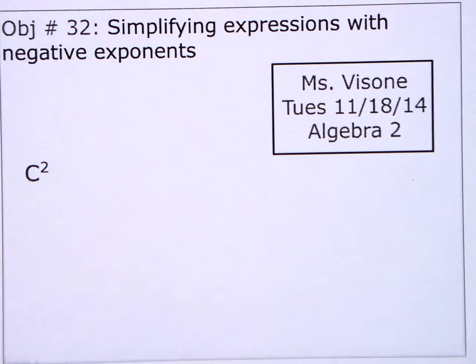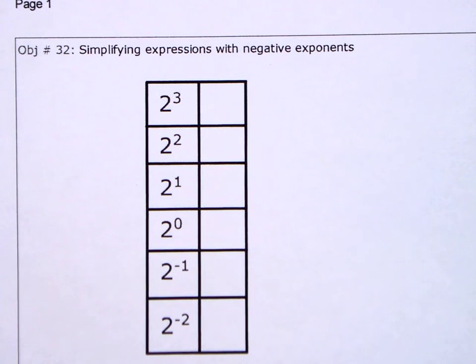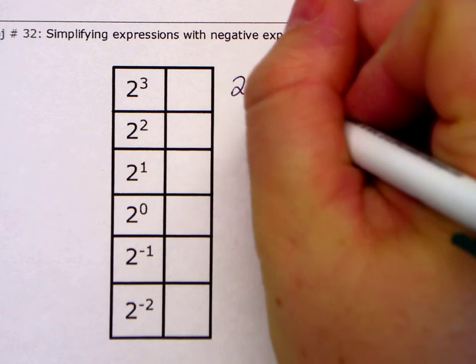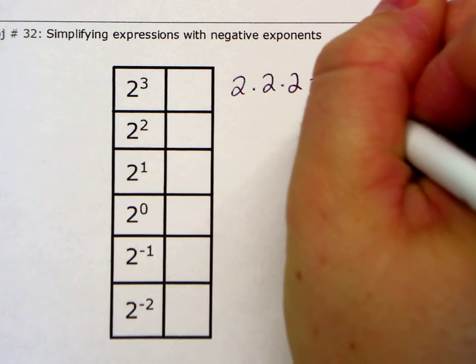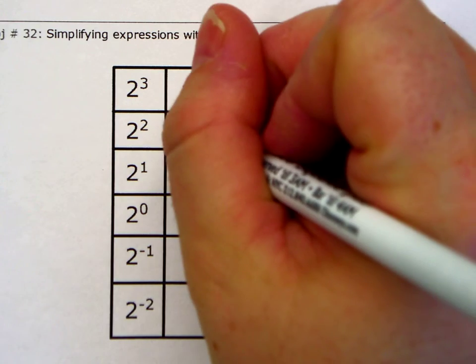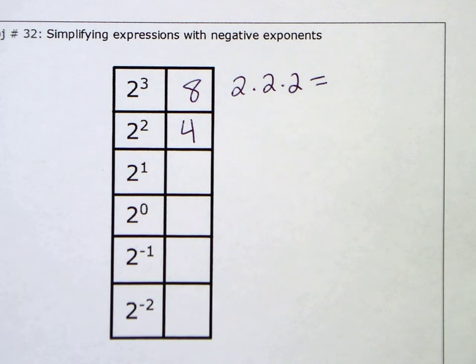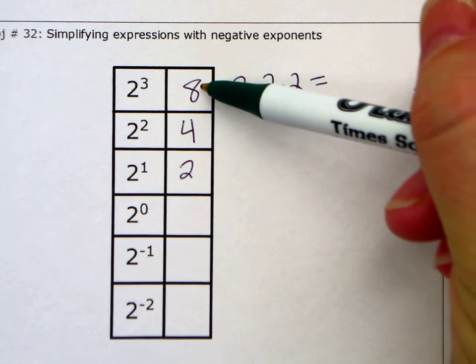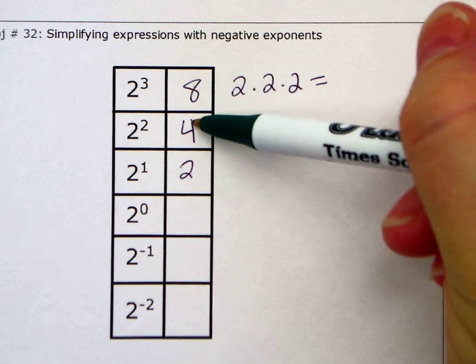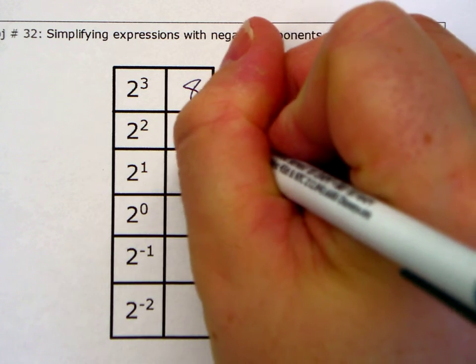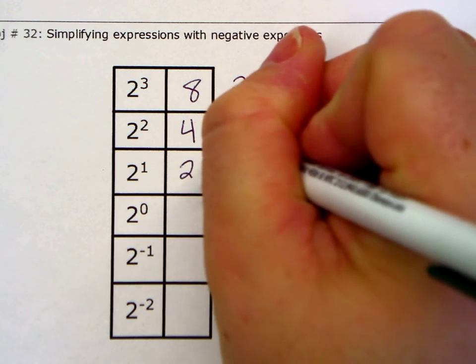All right, so let's talk about negative exponents for a second. Let's talk about exponents. So if you have 2 to the third, what's that? That's 2 times 2 times 2, which is 8. What's 2 squared? 4. What's 2 to the first? 2. Now let's look at what's happening for these three. How do you get from 8 to 4? You divide by 2, right? To get from 4 to 2, you divide by 2.